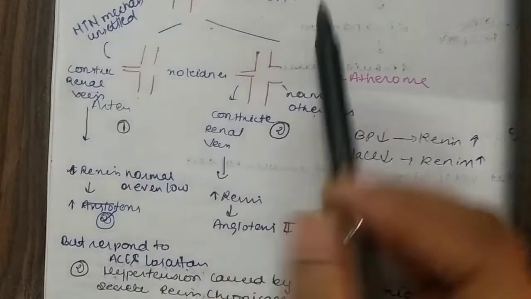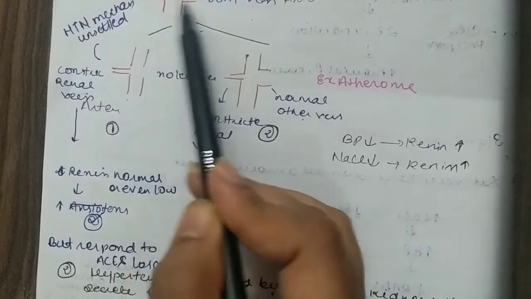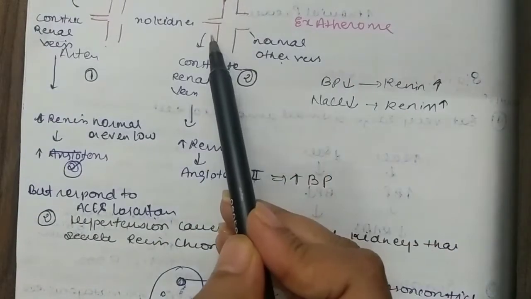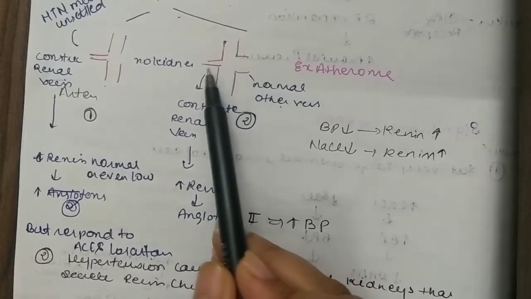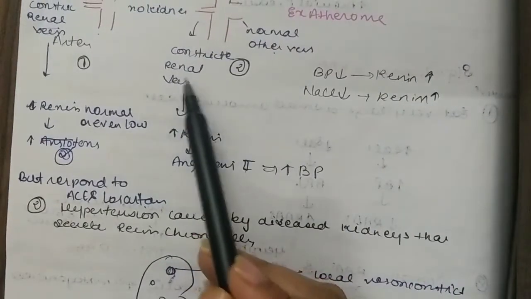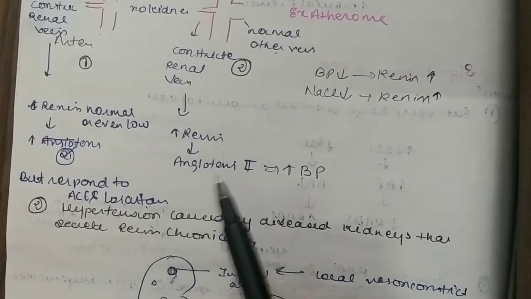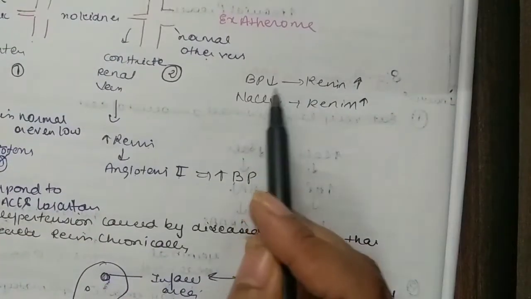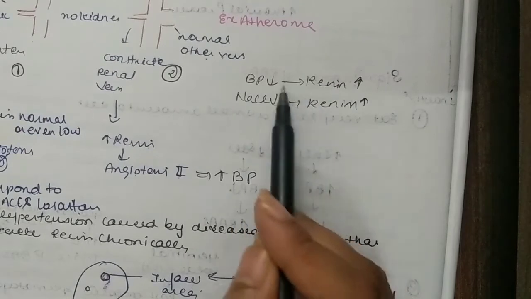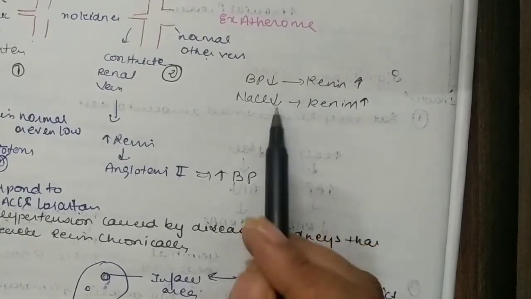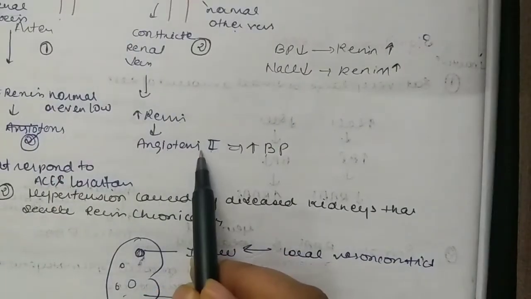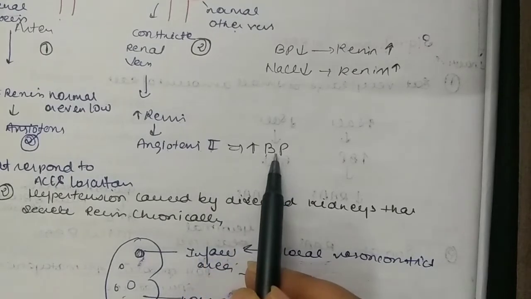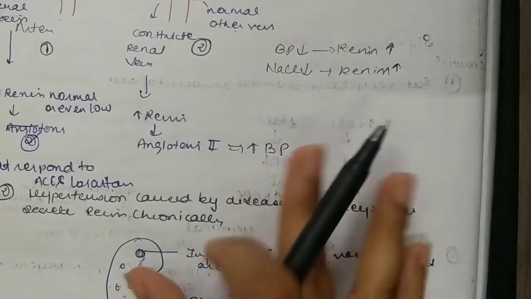Now the 1 kidney Goldblatt hypertension and 2 kidney Goldblatt hypertension. So this is the aorta and these are the 2 renal arteries. So in the 2 kidney hypertension, one artery is normal but the other one is constricted. So the constricted renal artery, what will it cause? BP decreases and sodium chloride delivery decreases. So these two stimulate renin secretion. So renin increases, that will cause an increase in angiotensin 2 and that will cause an increase in BP. The mechanism you already know, as I told you in the previous video.